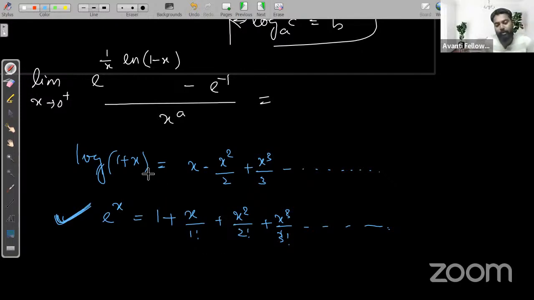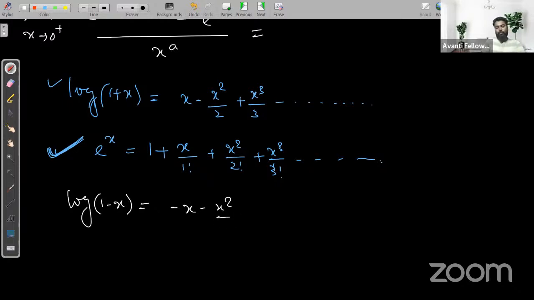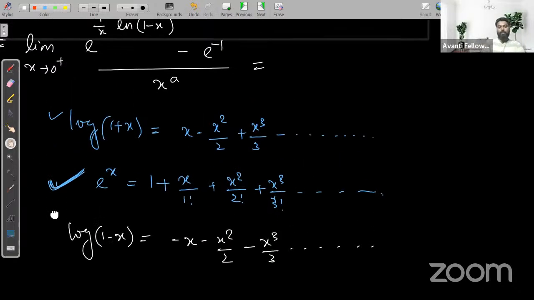ठीक है, so by looking at this series only, you have to remember the expansion of log of 1 plus x and log of 1 minus x. If this is the expansion of log of 1 plus x, so what will be the expansion of log of 1 minus x? So instead of x, here we are writing minus x. That means it will be minus x minus x square by 2 minus x cube by 3 and so on. So this is the expansion of log of 1 minus x, right? Now use this series expansion.